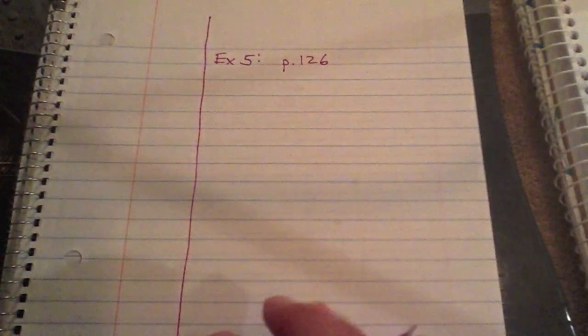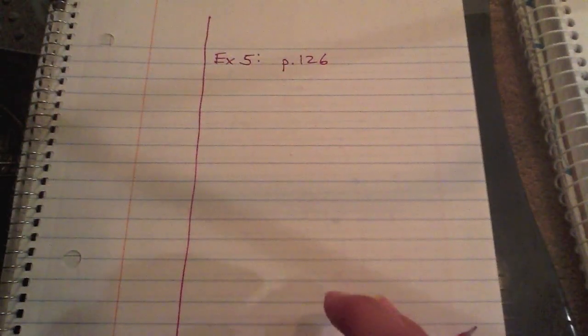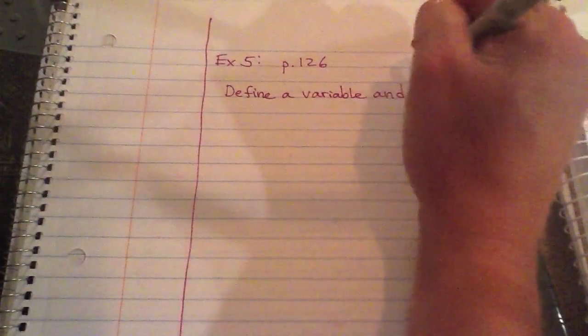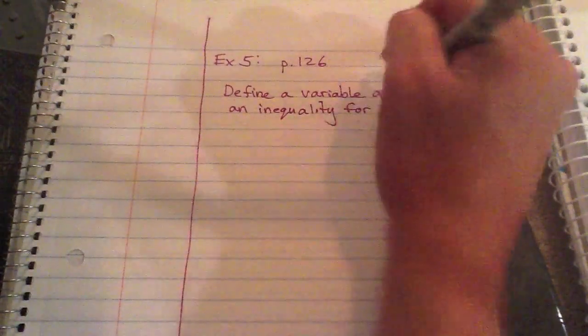Example 5 is actually based on a couple pictures in your book, and the pictures are on page 126. If you want to look at the actual picture, I'm just going to give you the information in the picture. So the first example, it's just asking to write a variable and an inequality for each situation. So it says define a variable and write an inequality for each situation.